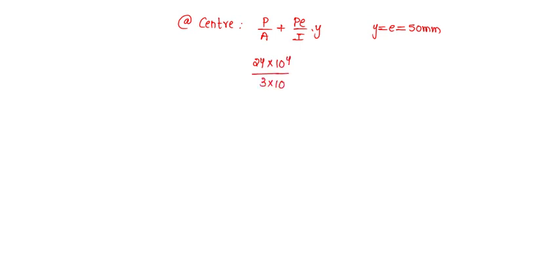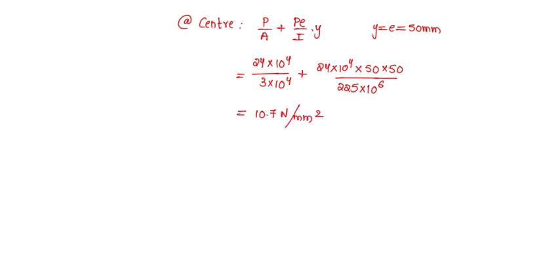Whereas at the center, it is equal to P/A + (P·e/I)·y. Y is also equal to e, that is the level of steel from the neutral axis, which is at 50 mm. So P is 24 × 10^4 divided by the cross-section area 3 × 10^4, plus P is 24 × 10^4 into e is 50 into y is 50 divided by I, which is obtained as 225 × 10^6 mm⁴. So substituting, this will be equal to 10.7 N/mm².